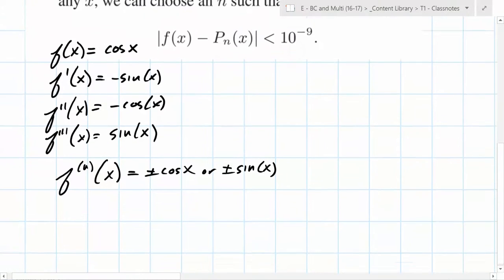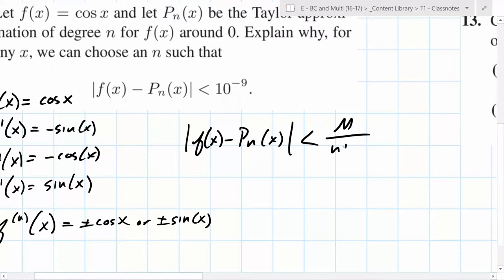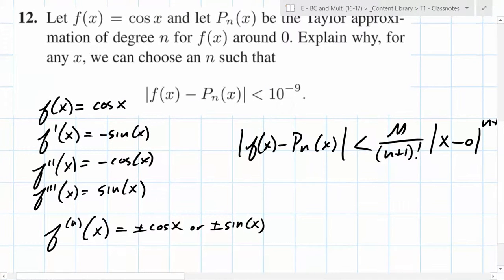Yes. Okay, so what was that definition we had? We know that the absolute value of f of x minus Pn of x has to be less than or equal to M over (n plus 1) factorial times the absolute value of x minus 0, in this case because it's around 0, to the n plus 1. Do you agree with that? Yes. Okay, so you asked me, what's the interval? They don't specify here, but here's the thing.